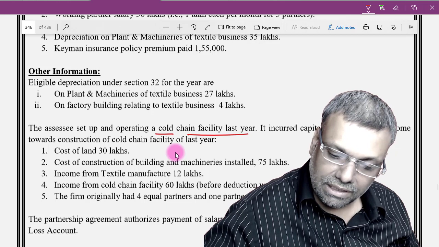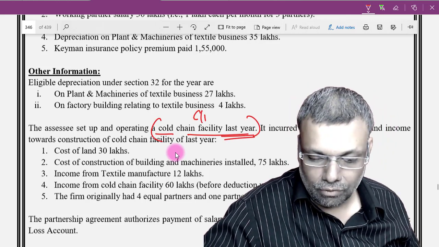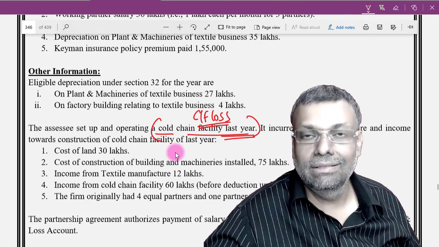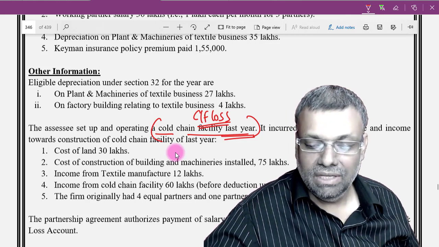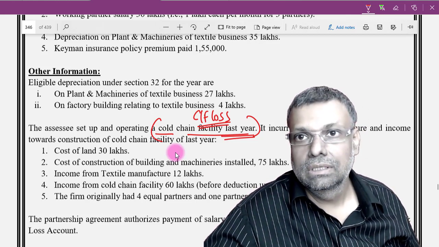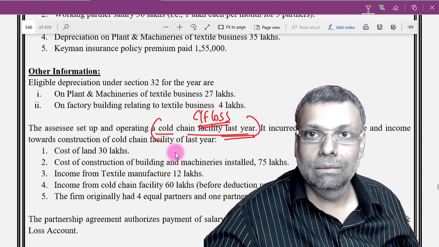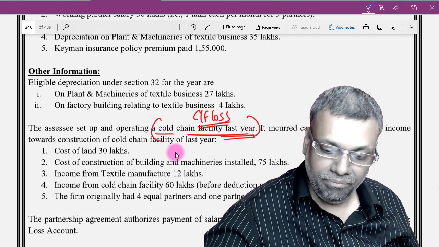For this cold chain facility last year, whatever is the carried forward loss, if any, I'll have to set off in the current year, and this particular adjustment is going to become a problem. The reason is that I want separate figures of profit and loss of the textile business and the cold chain facility, that means the 35AD losses.